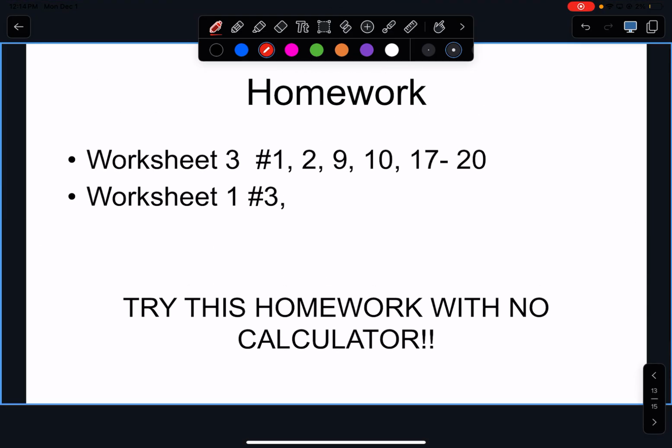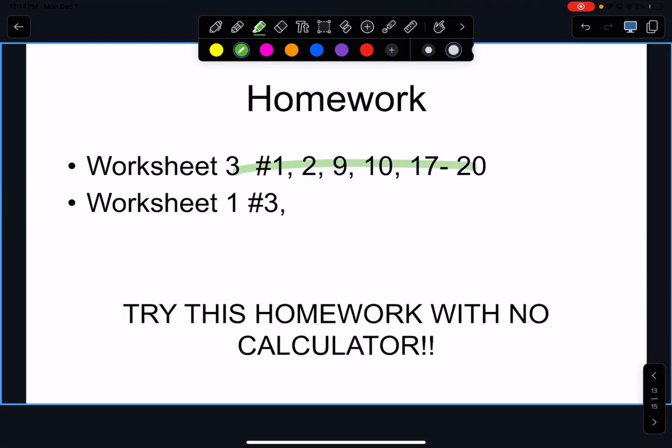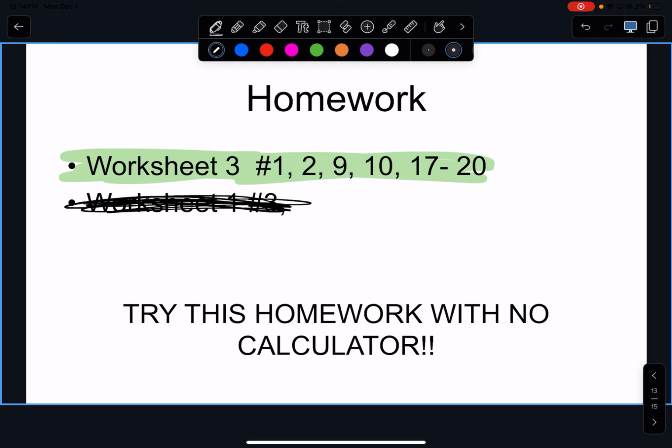All right, this is going to be your homework today. I'm going to hand this out. We are only doing these problems, and then I'm crossing these off for today.